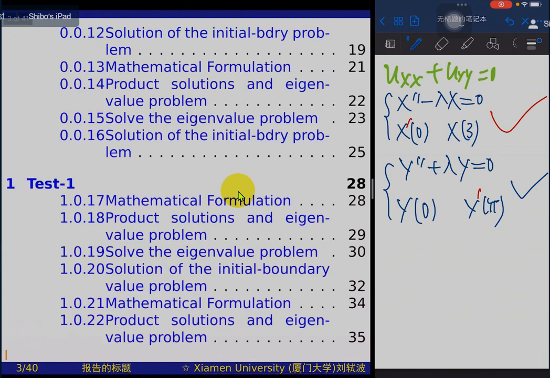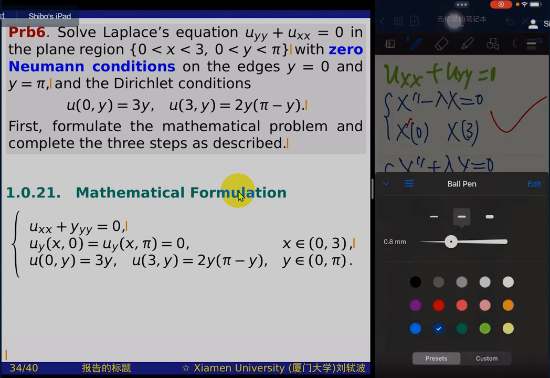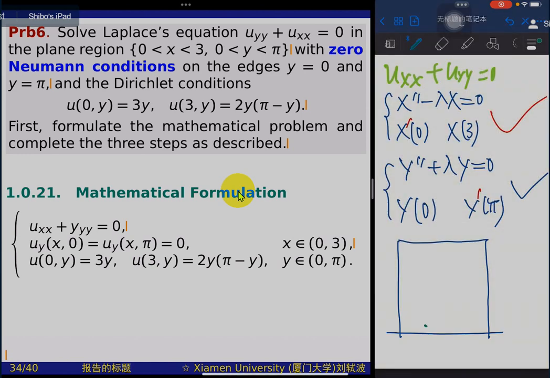This depends on the boundary condition you are considering. So in our case, we are considering the problem in a rectangle. We have u_y equal to 0 on the bottom and the top of the boundary. And we have u equal to something not 0, and u equal to something also not 0, on the right and the left boundary.